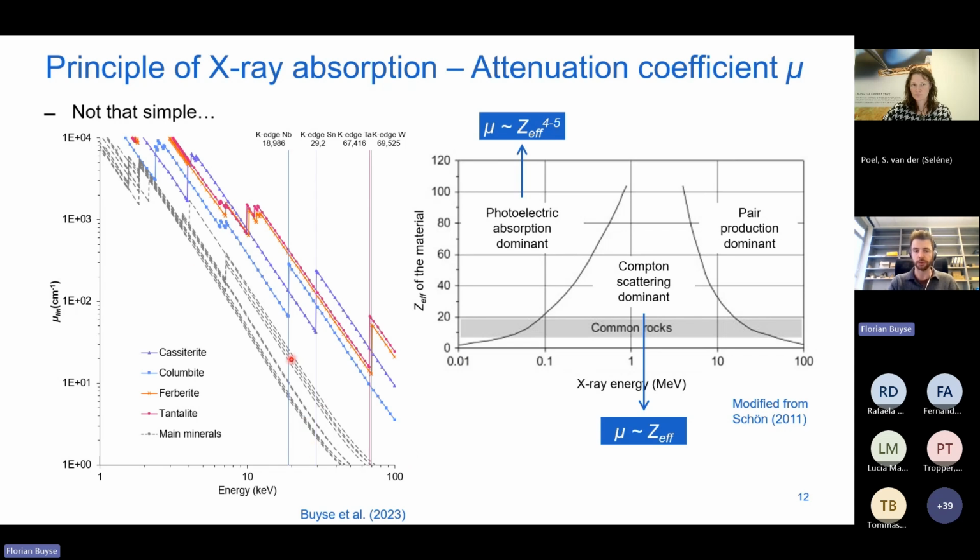For the main minerals, as in most rock-forming minerals, you see that these are quite similar to each other. While for more dense minerals, there are these interesting K edges that will be useful for spectroscopy, since this is energy sensitive, to really look at these K edges and how these influence attenuation coefficients.